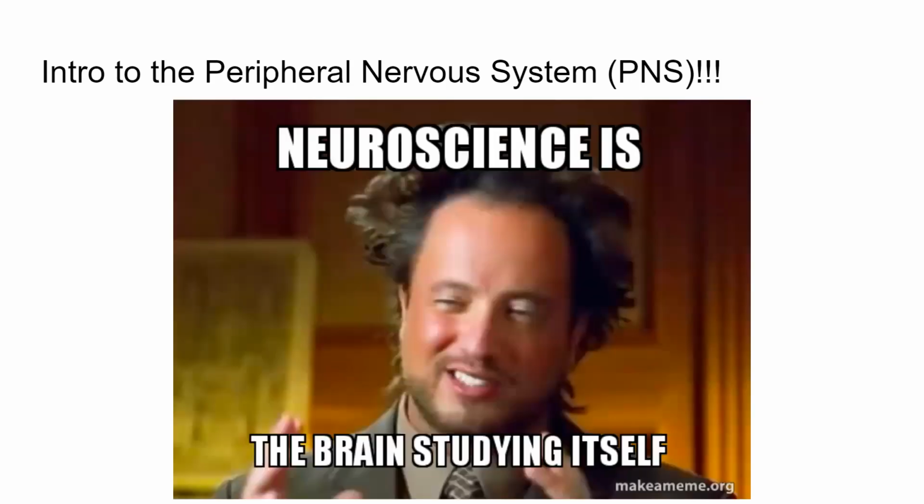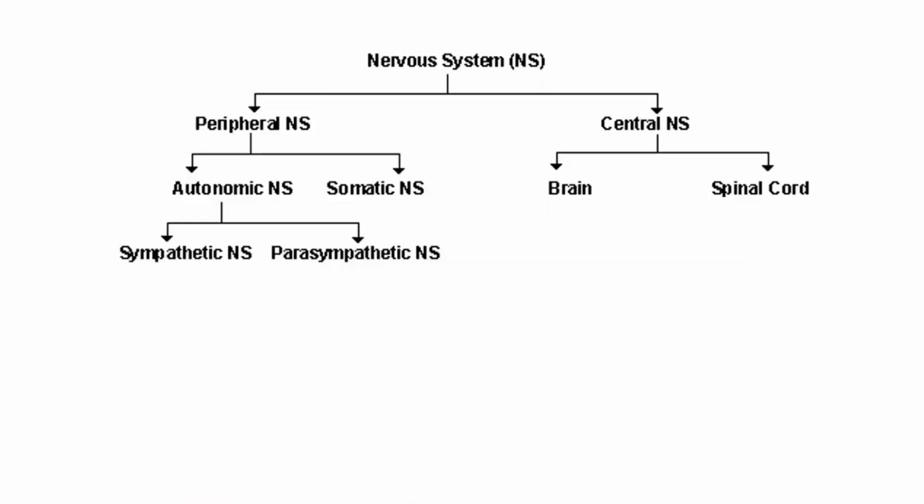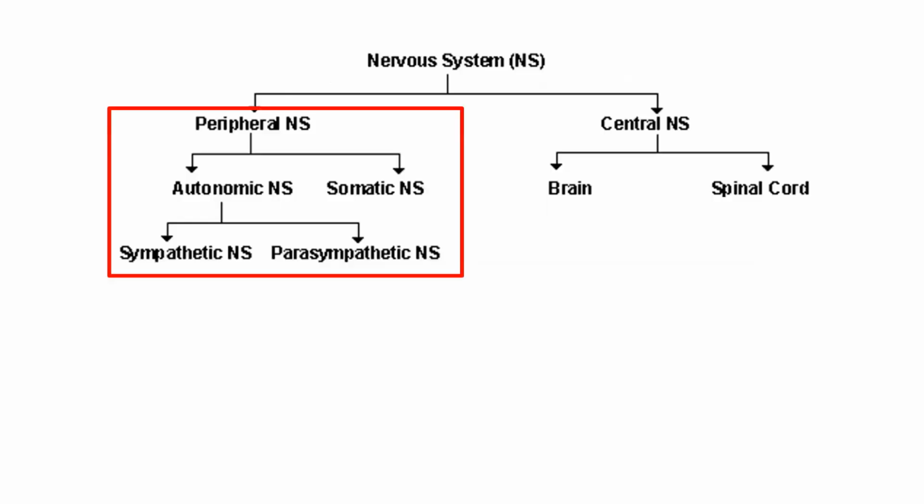So to start off, we're not going to study the brain. We're going to study the peripheral nervous system, which is not the brain. So the central nervous system, right? Brain and spinal cord. Then we have the peripheral nervous system, which can be subdivided into autonomic and somatic. And then you subdivide the autonomic into sympathetic and parasympathetic.